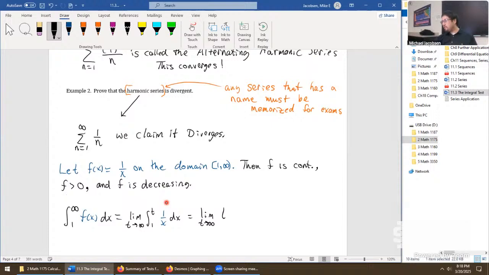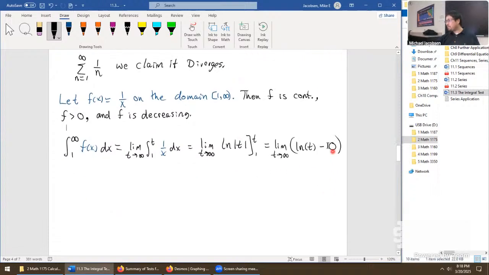As t goes to infinity, natural log, absolute value of x from 1 to t, which is then the limit as t goes to infinity of natural log t. I dropped the absolute value because t heading off to infinity implies positive. Minus 0, because plugging 1 inside gives us natural log 1, which is 0. But it almost doesn't matter if I put that there, because this is equal to infinity, so it diverges.